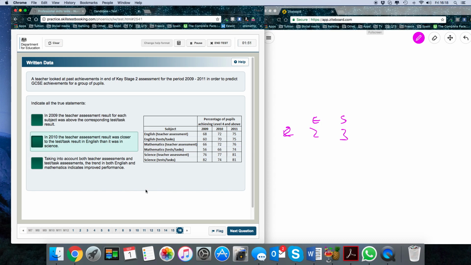Last one is looking at improvement. It says, taking into account both teacher assessments and task test assessments, the trend in both English and mathematics indicates improved performance. So we need to ignore science because it's English and maths. So we split it. English, teacher assessment, 68, 72, 75, it's going up. 60, 70, 75, it's going up. Mathematics, 66, 72, 76, it's going up. Mathematics, tests/tasks, 56, 66, 74.